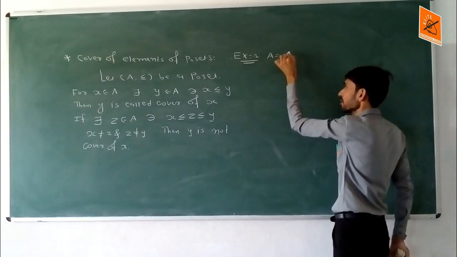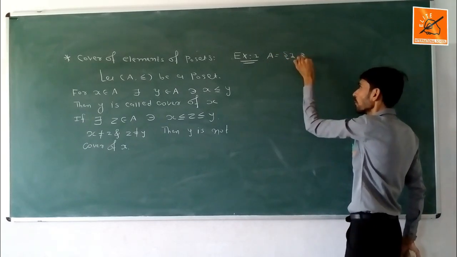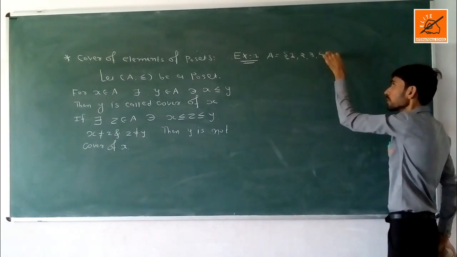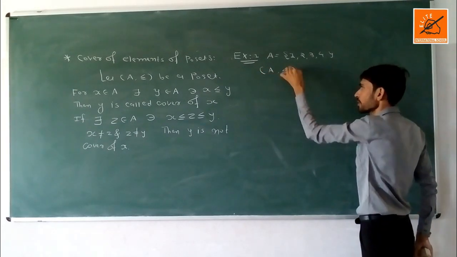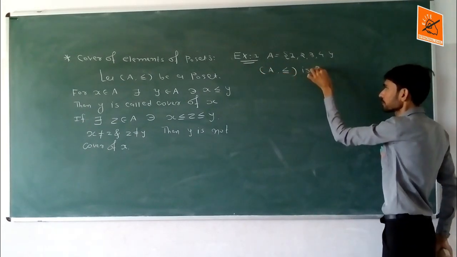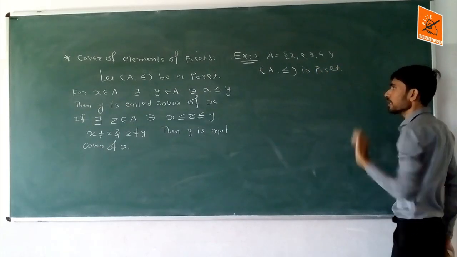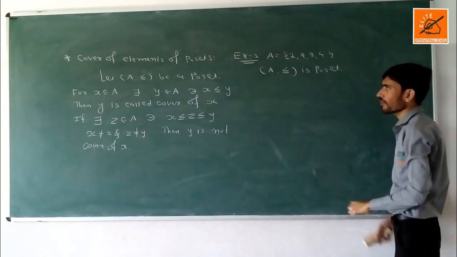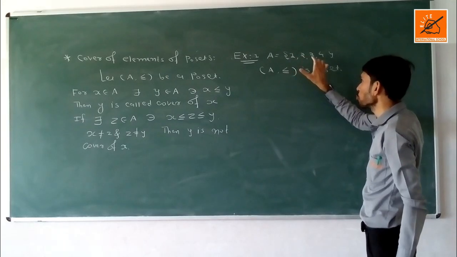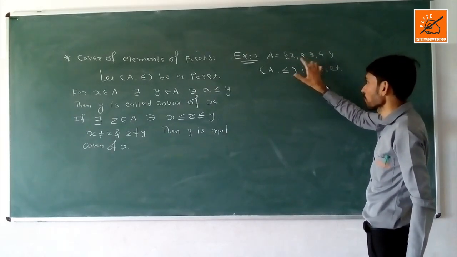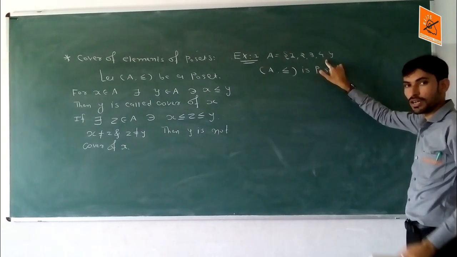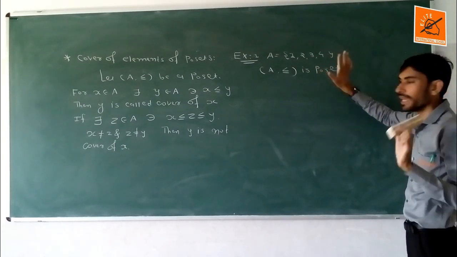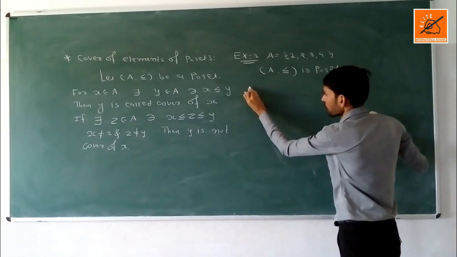Consider set A equal to {1, 2, 3, 4}. And here we consider the relation less than or equal to, which is a poset. So here we find the cover of 1, 2, 3. We do not find the cover of 4 because 4 is not related with any greater element.